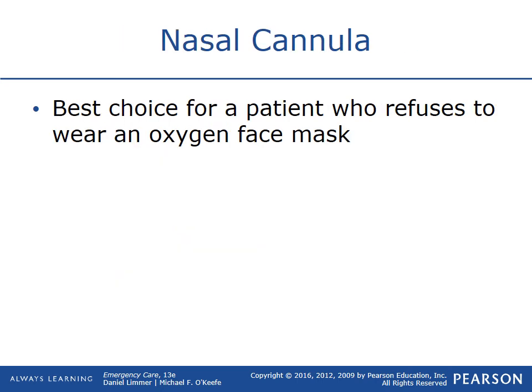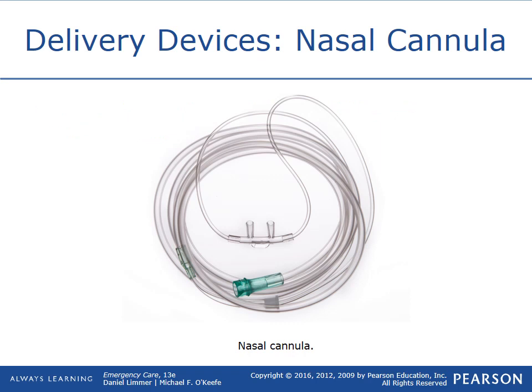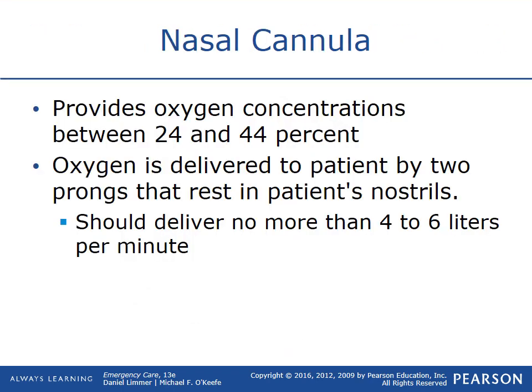Nasal cannula is usually the best choice for a patient who refuses to wear an oxygen mask or doesn't need a whole lot of oxygen. This is a nasal cannula. There's two little prongs that go into the nose, and then the tubing connects to the port on the oxygen tank regulator. So a nasal cannula provides oxygen concentrations between 24 and 44%. Oxygen is delivered to the patient by two prongs that rest in the patient's nose, and you set it at no more than 4 to 6 liters per minute.